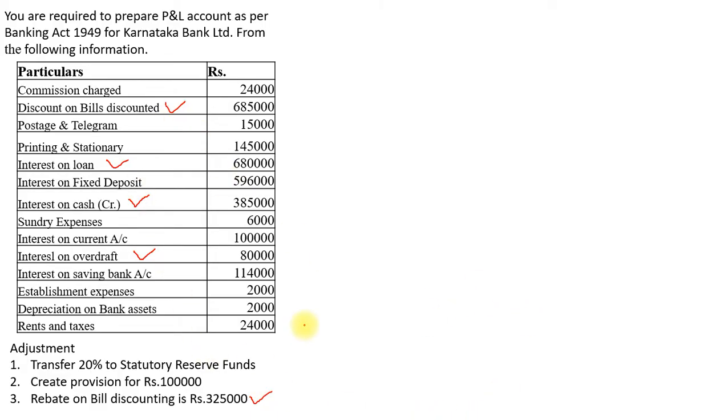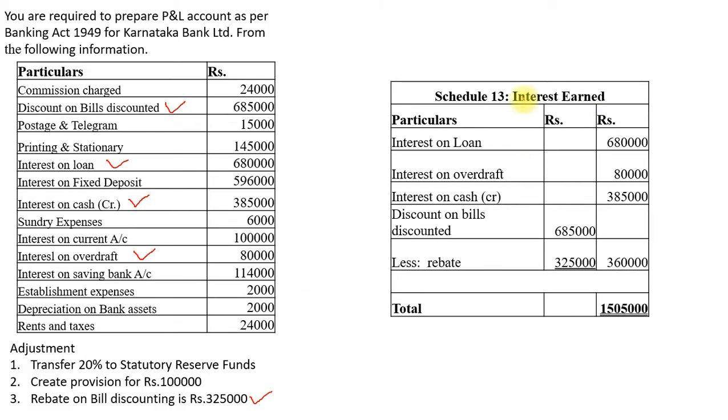Okay, so whatever we have tick marked, let us see how to solve that. So we'll write schedule 13 interest earned. First thing we marked was interest on loan. Okay, second was interest on overdraft. Next, interest on cash. Okay, these are the three things which we have marked here. Next, as I told you, bill discounting, less rebate, subtract, we put it outside. So we total it up: 6,80,000 plus 80,000 plus 385 plus 3,60. We get the value as 15 lakh 5,000. Okay, that's the total of our schedule number 13, that is of interest.